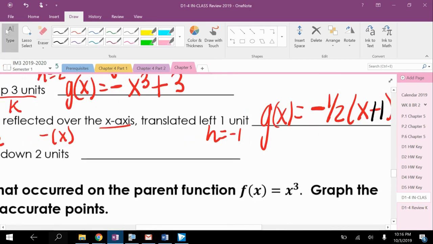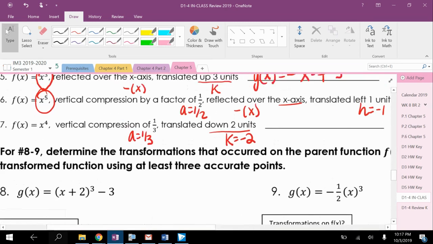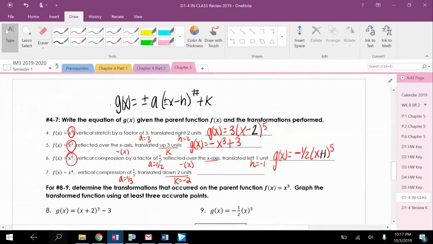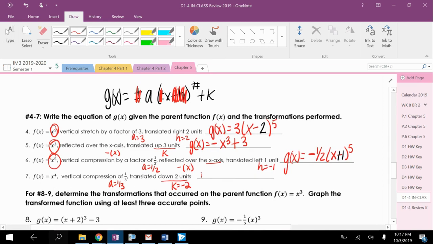You did it right. One more time. Compression is 1/3. And we're going down 2 units, so that's my k value, and that's -2. And I have no other pieces in my formula. Okay, so I don't have this value. I do have the a value. I'm not reflecting at all, and I'm not moving left or right. So the only pieces you have are what's left up there. So I have g of x is equal to 1/3 x to the power of 4 minus 2, because I'm going down.